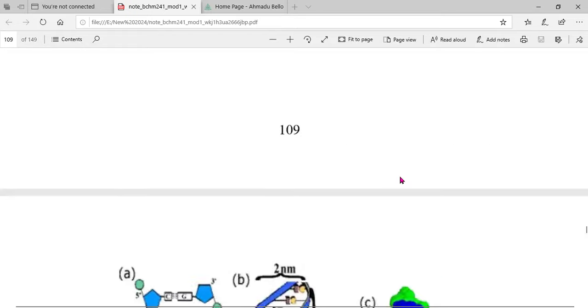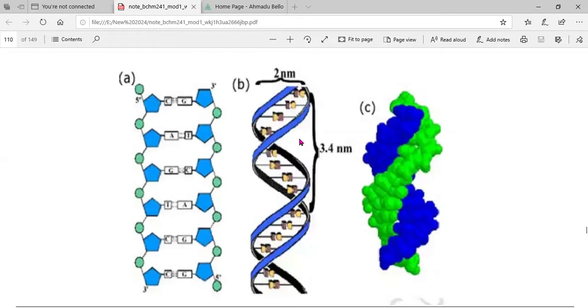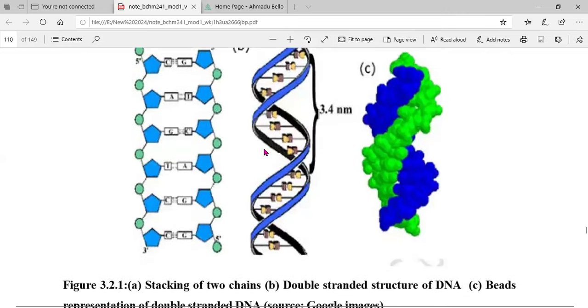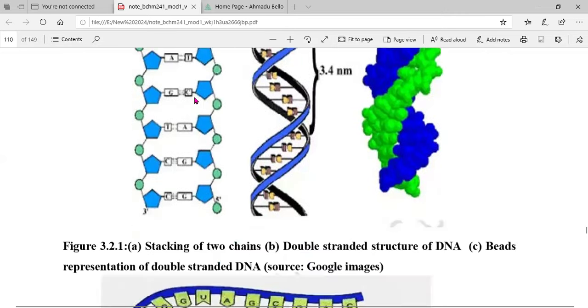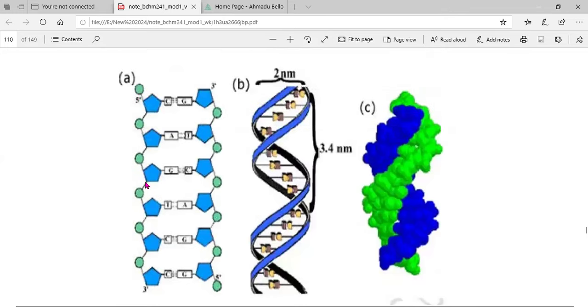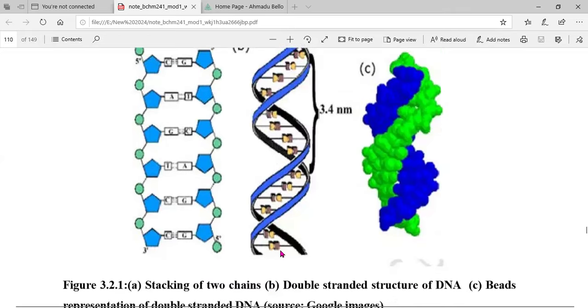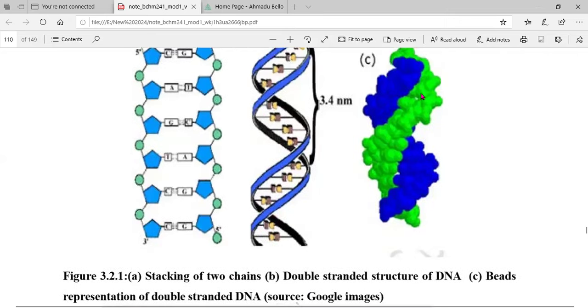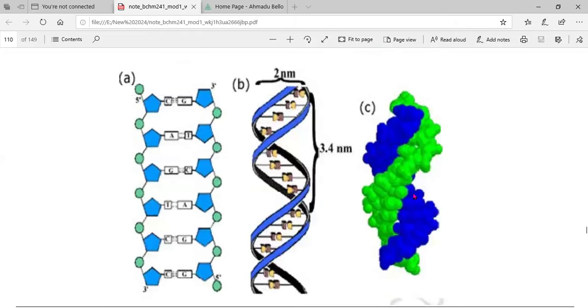Okay. So now if we look at these three structures, A, B, and C, A is the stacking of the two chains of DNA, B is the double-stranded representation, and C is the bit representation of the double-stranded DNA.